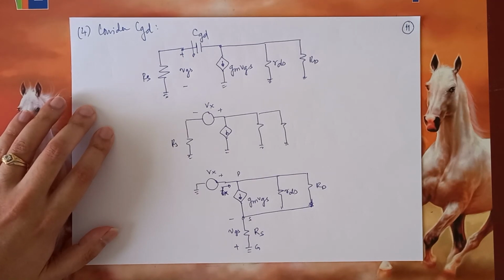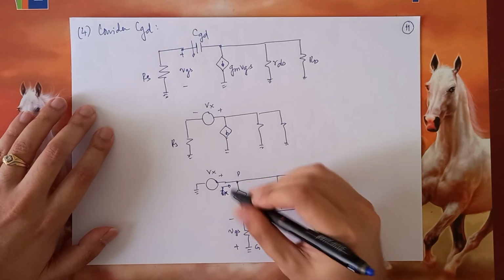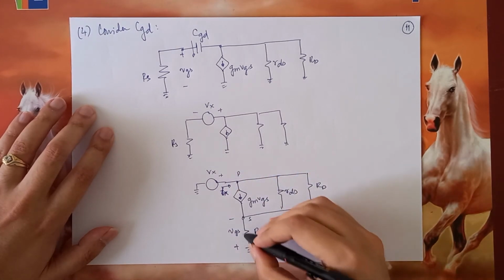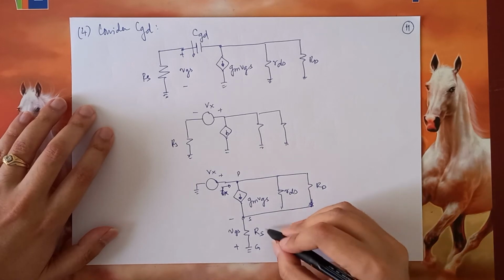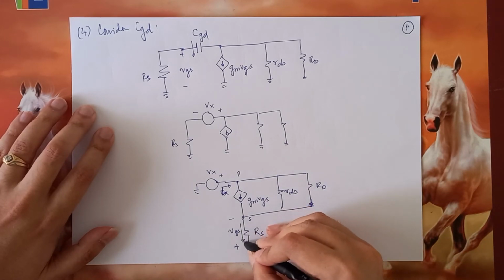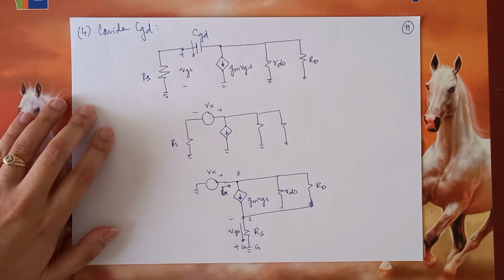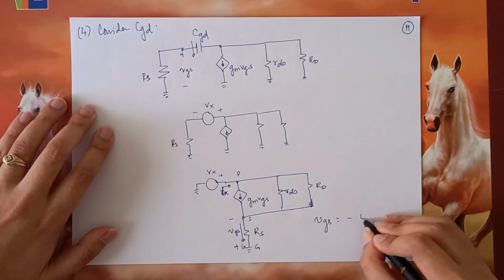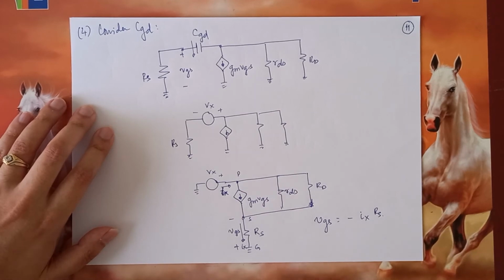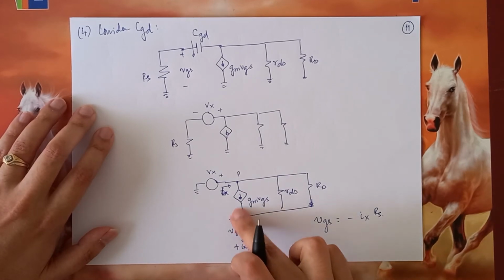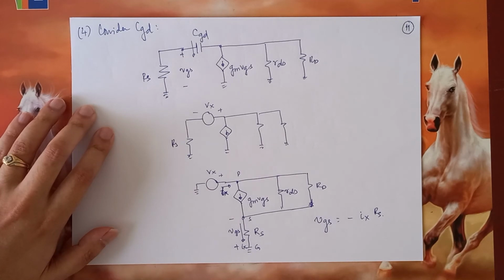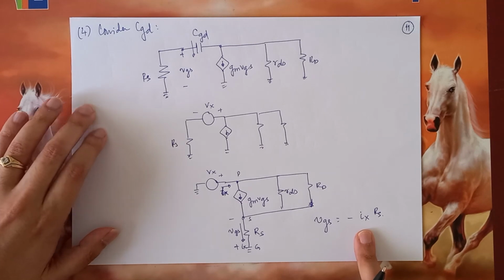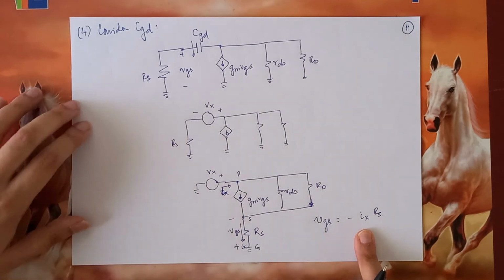So this junction is drawing a current of Ix. So therefore the current that is leaving this junction must also be Ix. So over here, the current that is coming must also be Ix. And I can say that VGS is nothing but minus Ix times Rs because of the sign convention. The current is going from negative to positive, so we are putting a minus. So we can get an expression for Ix.